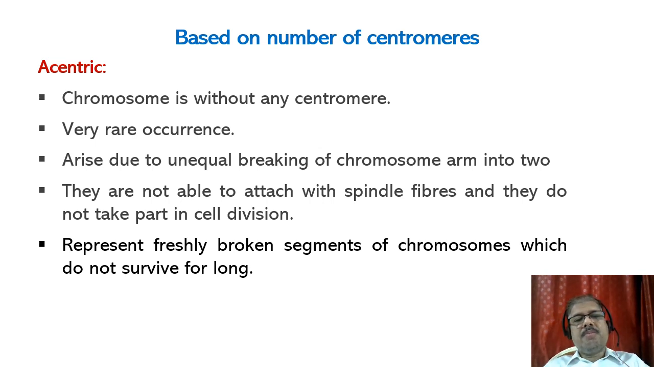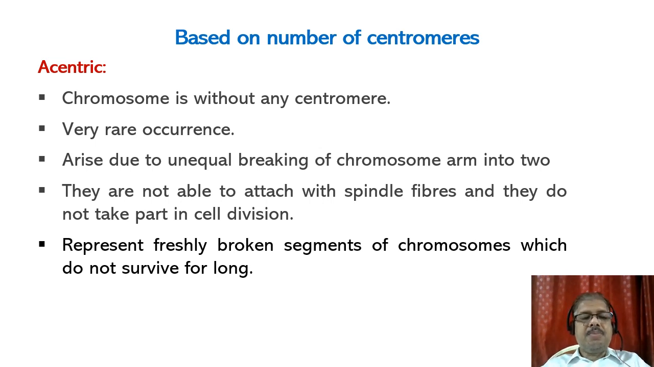Based on the number of centromeres, the first one is acentric. That means the chromosome is without any centromere. Acentric chromosome is a very rare occurrence. It may arise due to unequal breaking of chromosome arm into two so that only one part has the centromere, while in the other part centromere is absent.